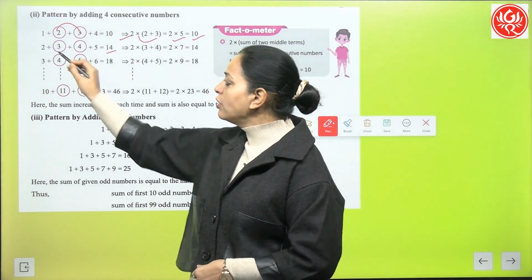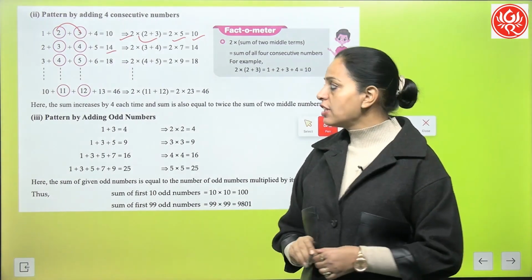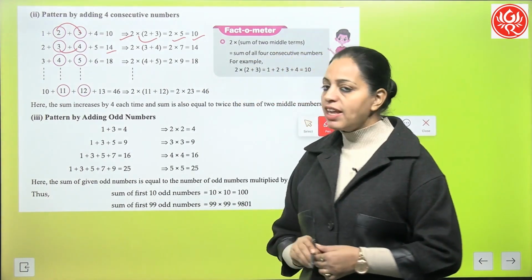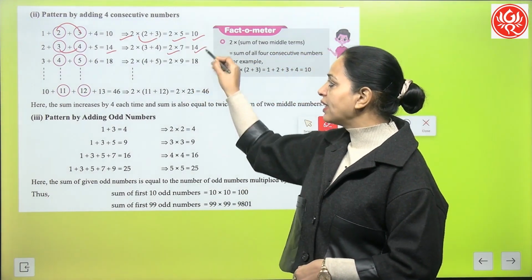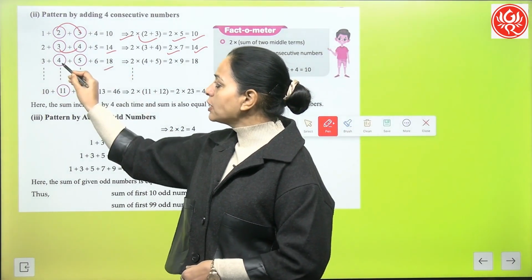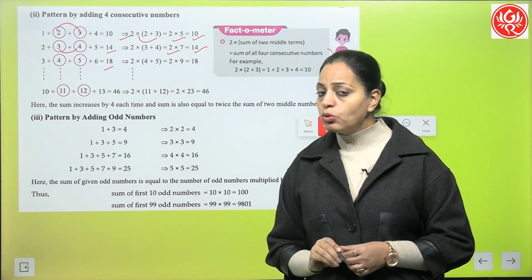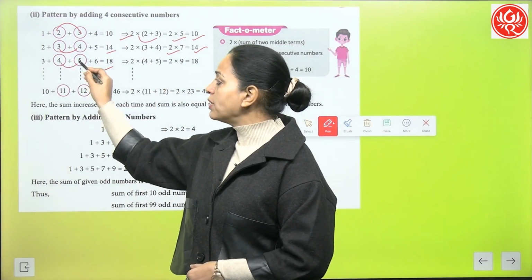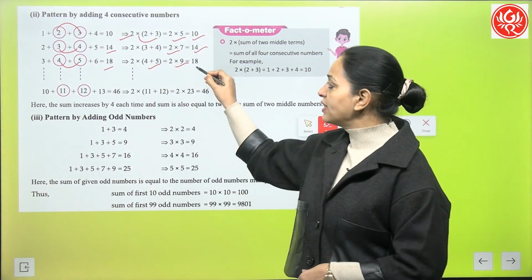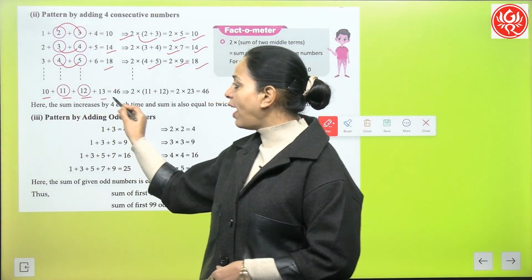Similarly, take the next one, 2 plus 3 plus 4 plus 5. Sum is 14. Now, take the middle terms, 3 and 4. Their sum is 7. 2 into 7, that is 14. Same, right? Take the next one, 3 plus 4 plus 5 plus 6, sum is 18. So, 2 into the sum of middle terms, that is 4 plus 5, means 2 into 9, that is equal to 18, right? Now we are taking 10, 11, 12 and 13.